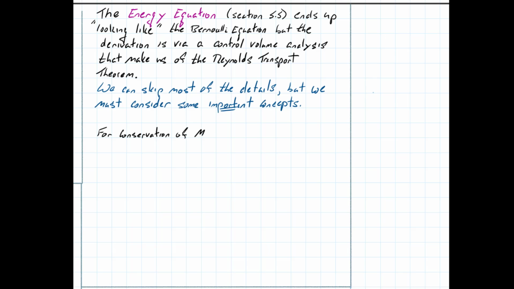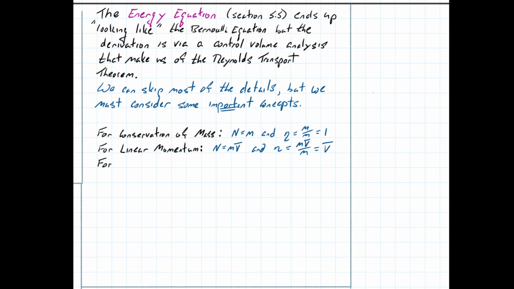So for conservation of mass, we let the extensive property equal m, and the intensive property is m divided by m, which equaled 1. The same thing for the linear momentum equation. The extensive property is m times v, the momentum, and the intensive property is that divided by the mass, so it's just the velocity vector.